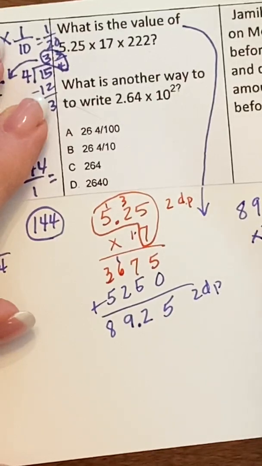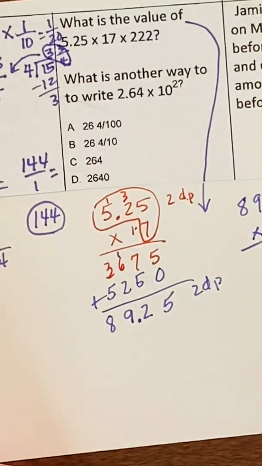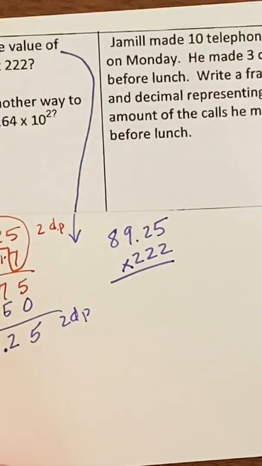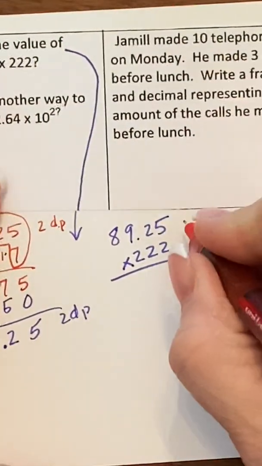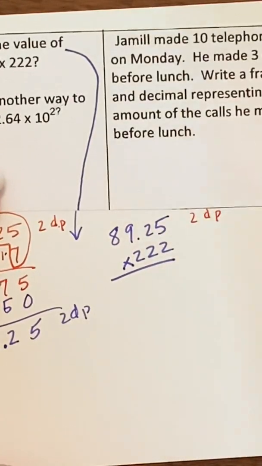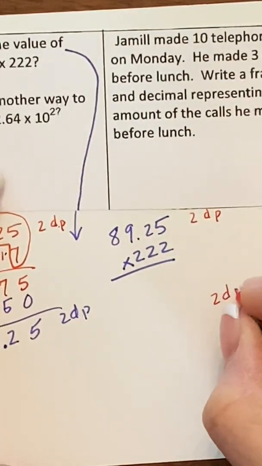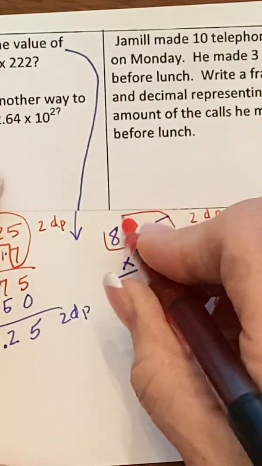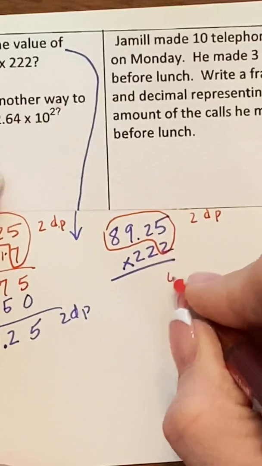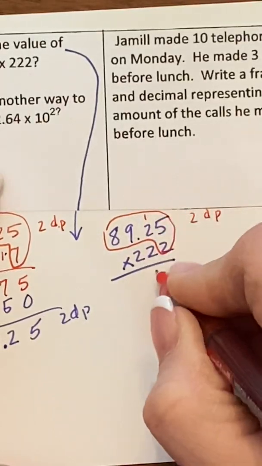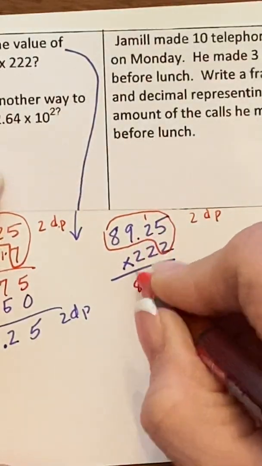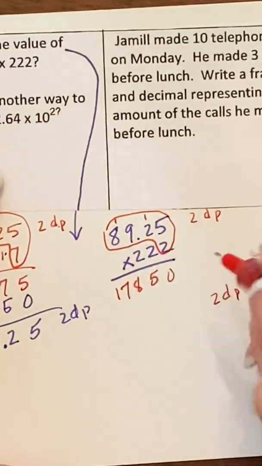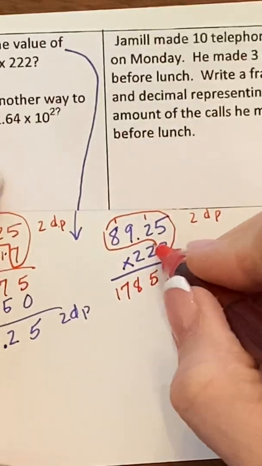2, 2, 2. Oh, fun. All right, here we go. But we've got this. So in the end, we have to show 2 decimal places. In the end, we have to show what? 2 decimal places. All right, so you ignore the decimal until the end now. 2 times 5 is 10. 2 times 2 plus 1 is 5. 2 times 9 is 18. 2 times 8 is 16 plus 1 is 17. Don't forget your placeholder, okay?